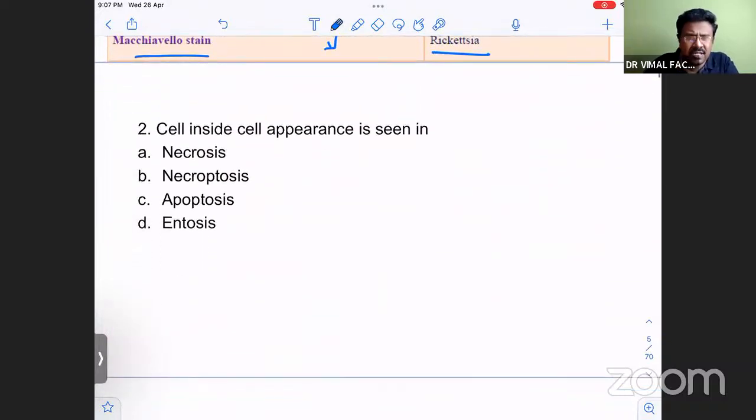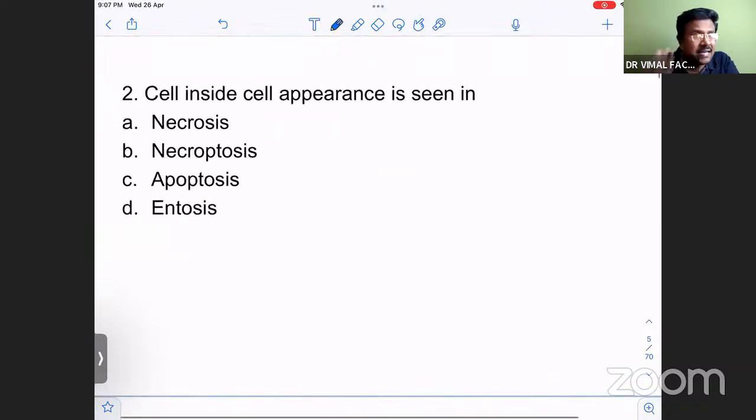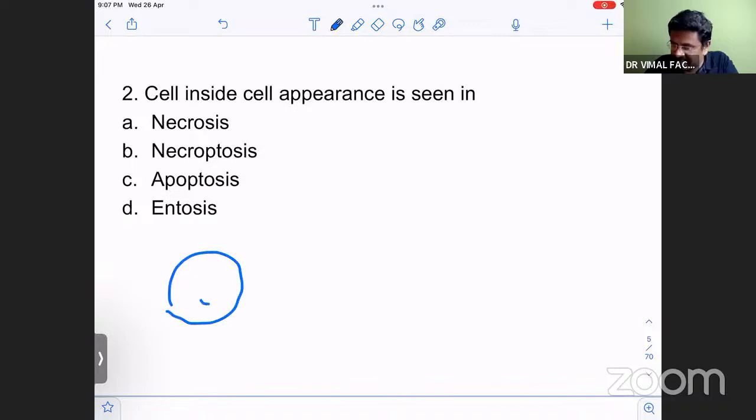Moving on to the next question. Cell inside cell appearance is seen in. What do you think? Cell inside a cell, that is, one cell is inside the other cell. So what is this appearance called? Yes, this is called entosis. Very good, you have told this entosis.